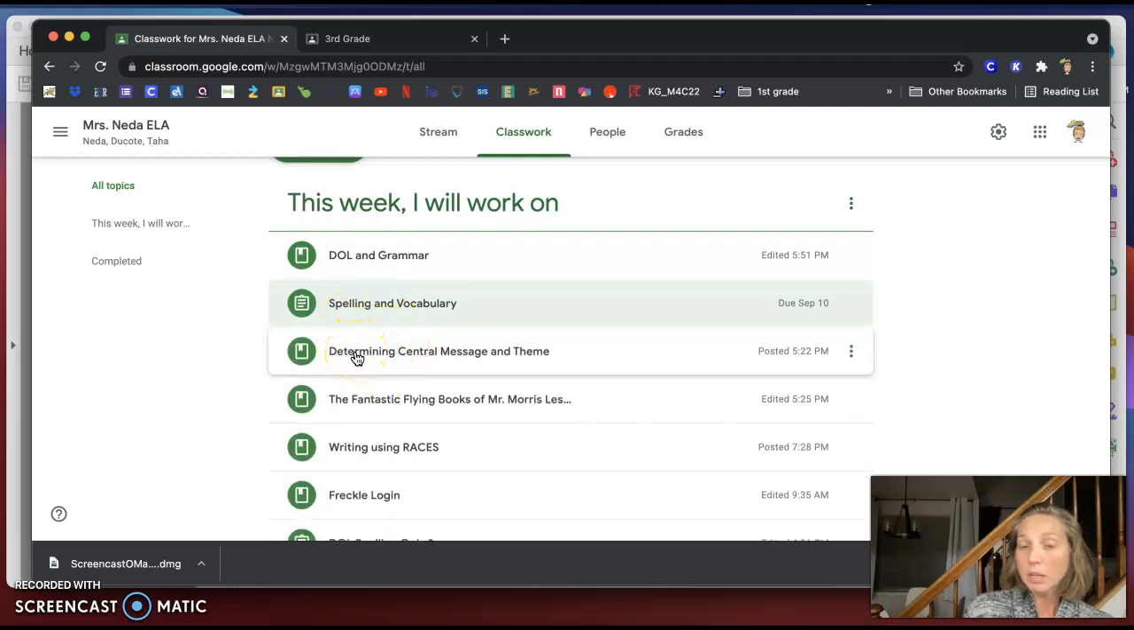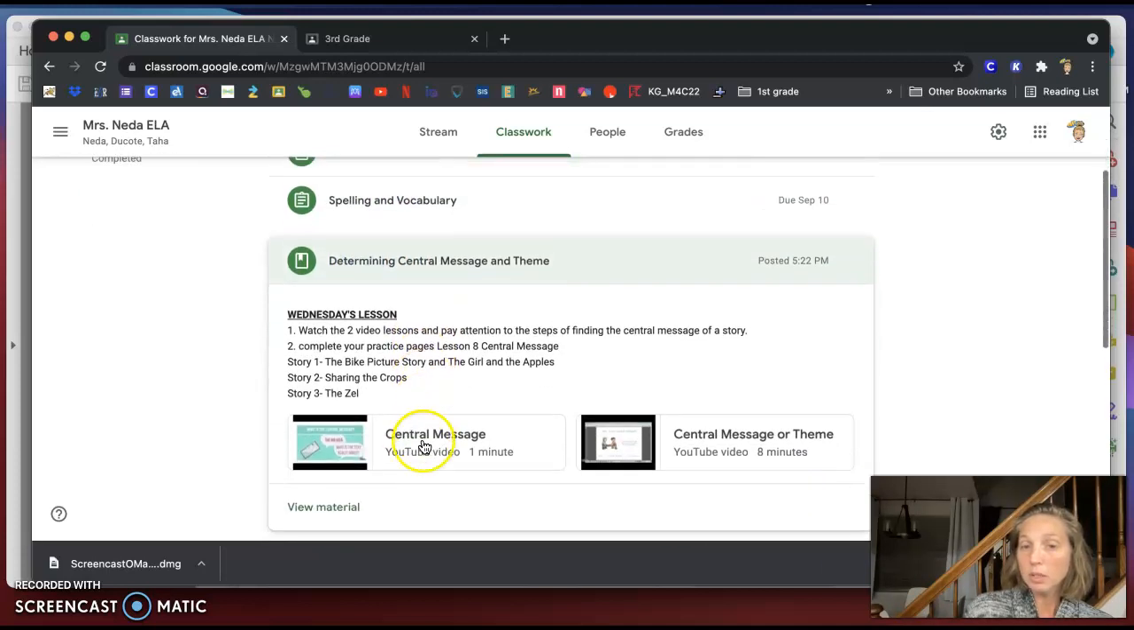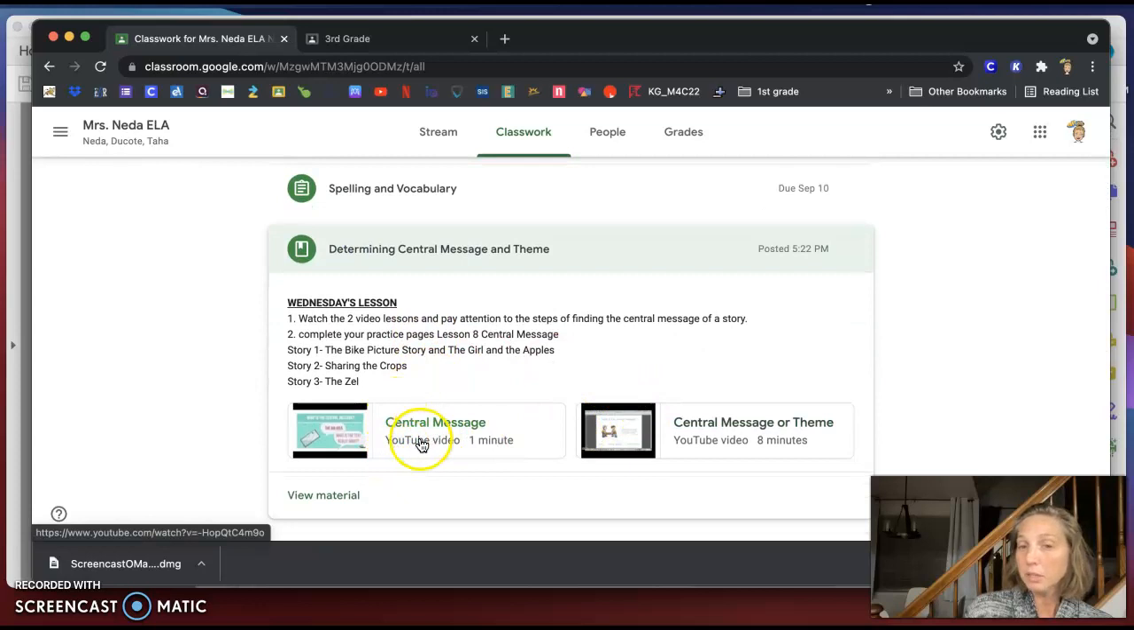This week we're going to be talking about the central message and themes. So tomorrow's lesson is central message and then central message or theme. So you're going to watch both videos, and then these are the stories that are in your packet. So you'll look at these stories and complete the questions that are related to central message and about the story itself. Now these stories are going to be a little hard, so you may read them with a buddy if you would like, or have the teacher read them.